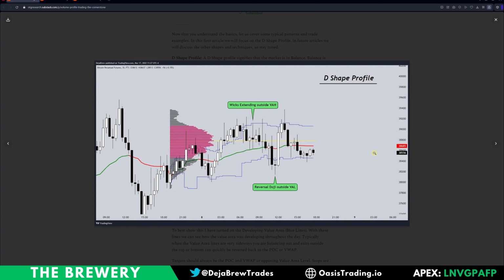That is what we refer to as rotations. That is when price is moving from one side of the value area to the other side of the value area. That is what's known as a rotation. So if you ever hear me say that on stream, I'm just referring to price moving from one side of the value area to the other. You can have a downward rotation going from the value area high to the value area low, or an upward rotation from the value area low to the value area high.